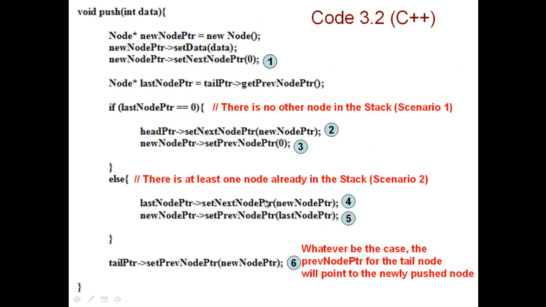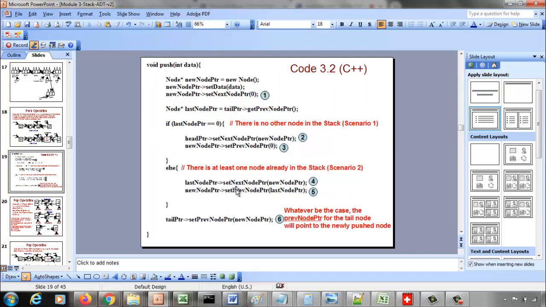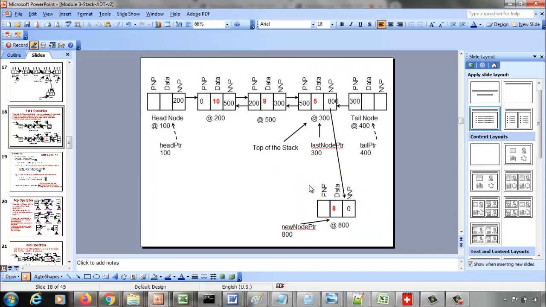So you should try to understand the code like this using a figure. Last node pointer, arrow, set next node pointer to be the new node pointer. So that will be this 800. Okay, so that means we have now set up the link from this last node to this new node. Then the new node's previous node pointer should be the last node pointer. So right now this previous node pointer for the new node is not set up. So remember, this is a double linked list, so we have to set up the links in both directions. So this will set up the link in the forward direction. Now we have to set up the link in the reverse direction.